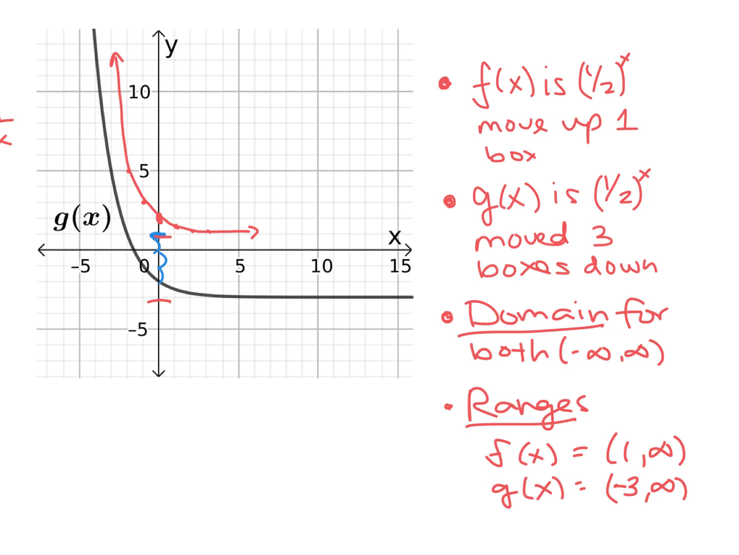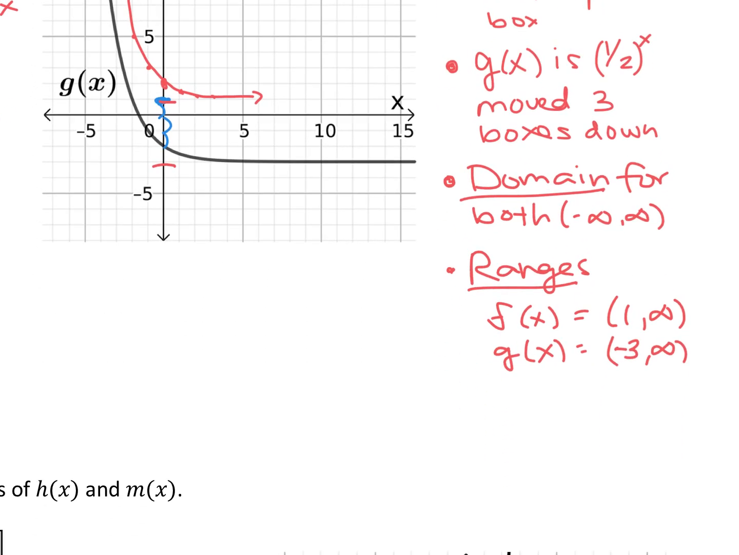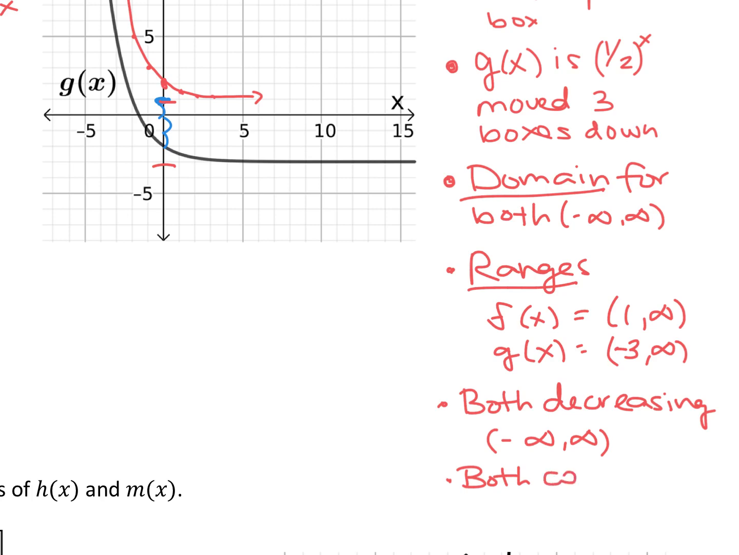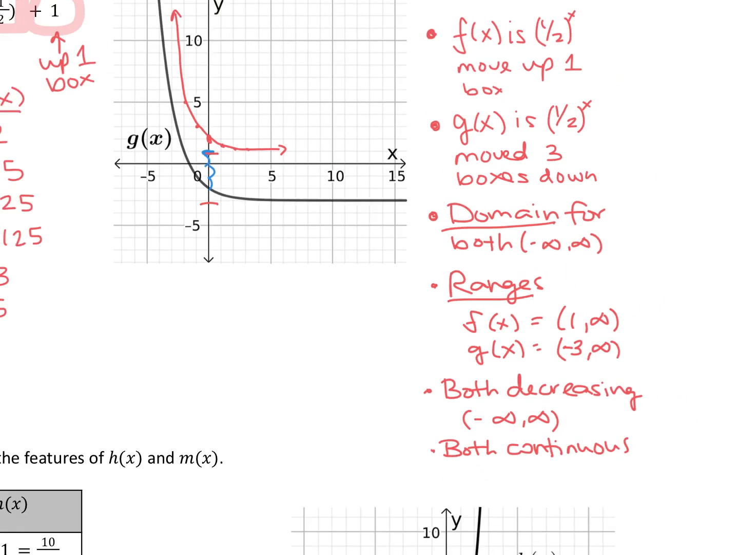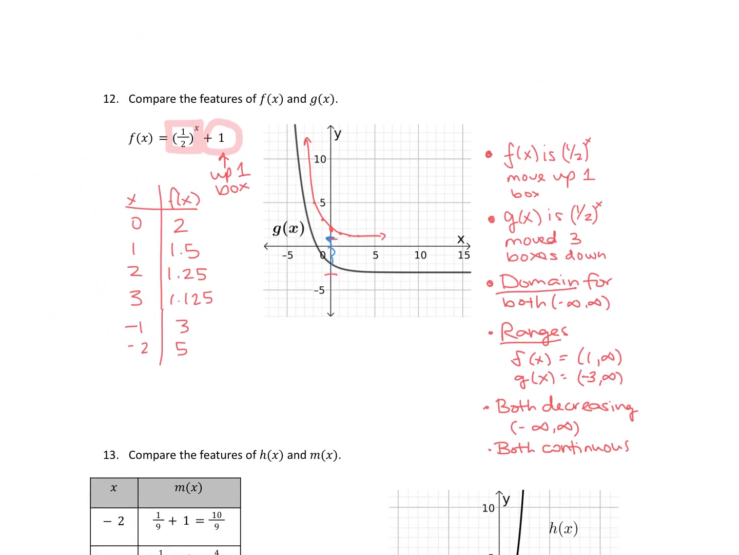Definitely both are decreasing and both are continuous. So those will be our last ones. Both decreasing like forever, so negative infinity to positive infinity, and then there's no gap in the data, no weird jumps or breaks, so they're both continuous. Okay, so I think that's a really good list of comparisons.